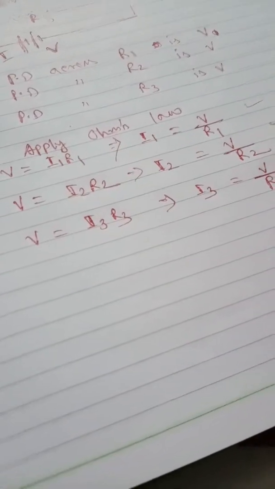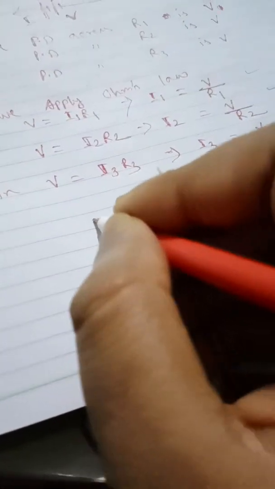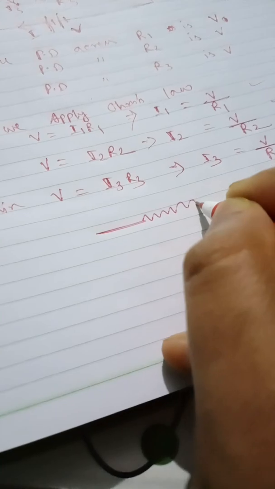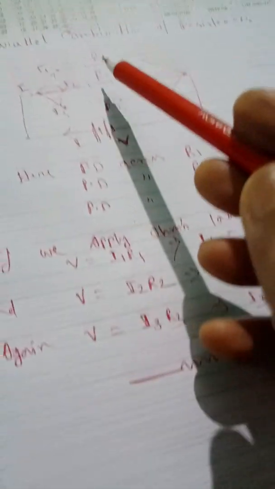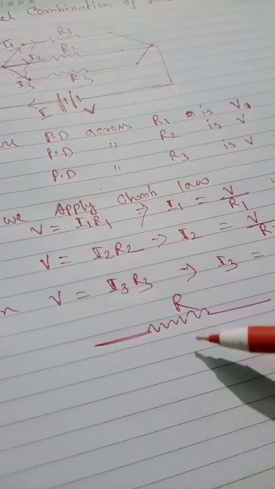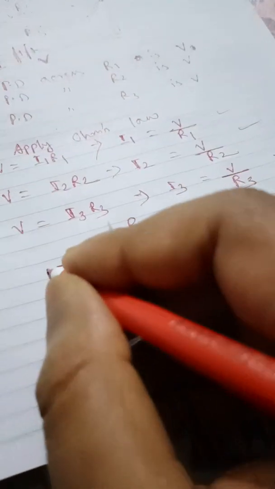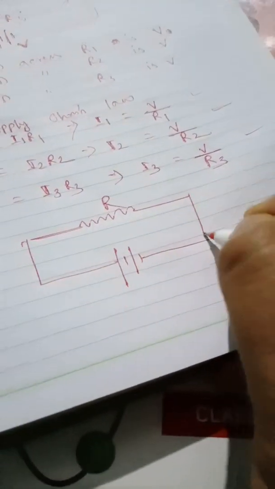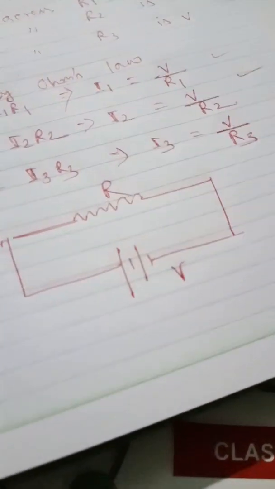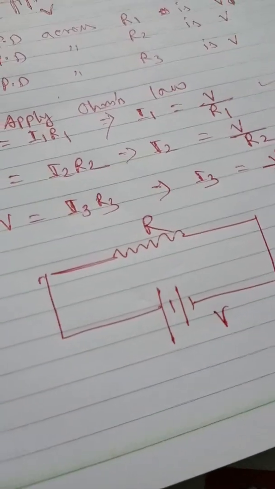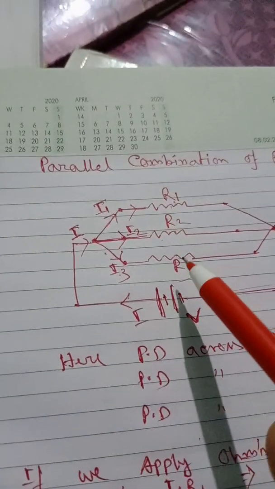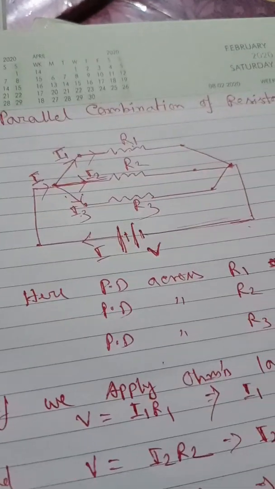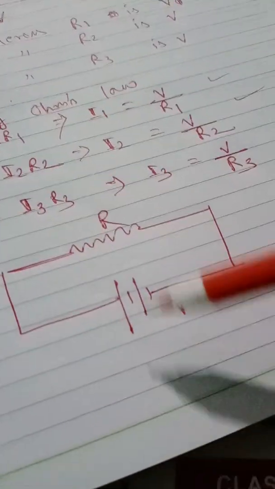So for the three resistors we can write this one. Now if I draw another circuit, another case, where one single resistance R is used instead of these three, with everything else the same, the same battery of source voltage V. This R is equivalent to R1, R2, R3 in this combination, and this R is the same.